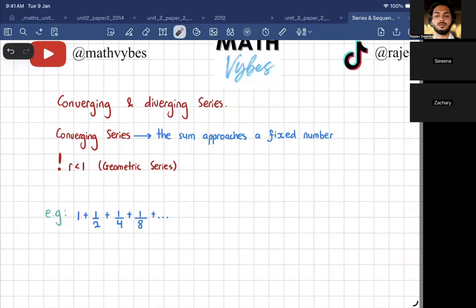So I hope you all understand what I mean here. I'm saying that anytime R is less than 1, meaning that it is a fraction, you're going to have a convergent series. So I hope that makes sense. Yes, sir. Okay, cool. All right.